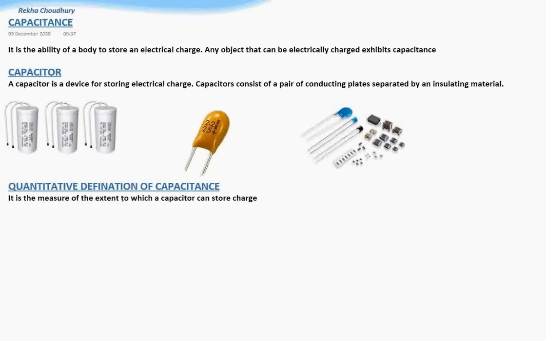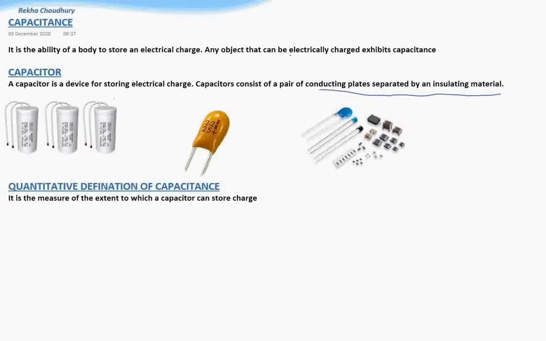So capacitance is the ability of a body to store an electrical charge and hence the electrical energy. Any object that can be electrically charged exhibits capacitance, and the capacitor is a device for storing electrical charge. Capacitors consist of a pair of conducting plates separated by an insulating material.